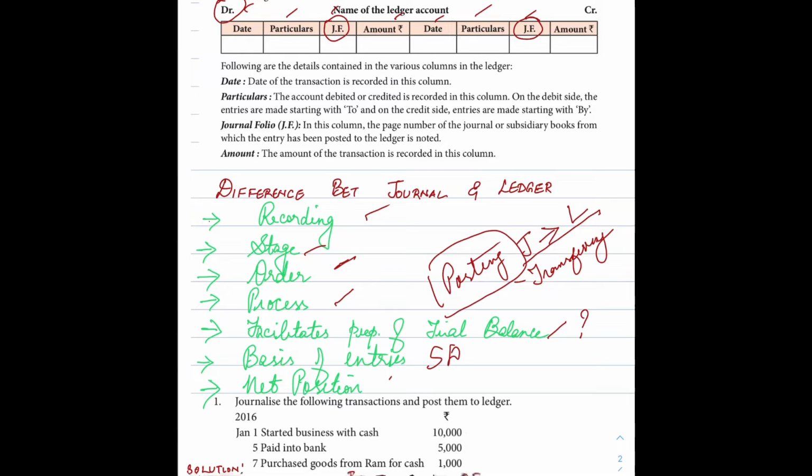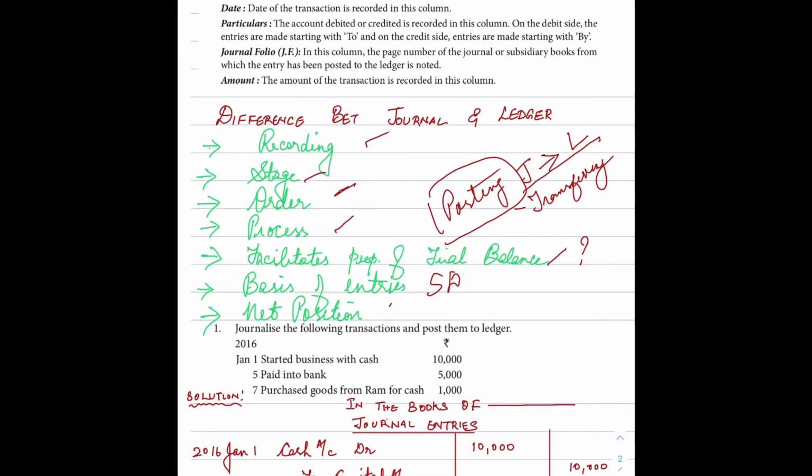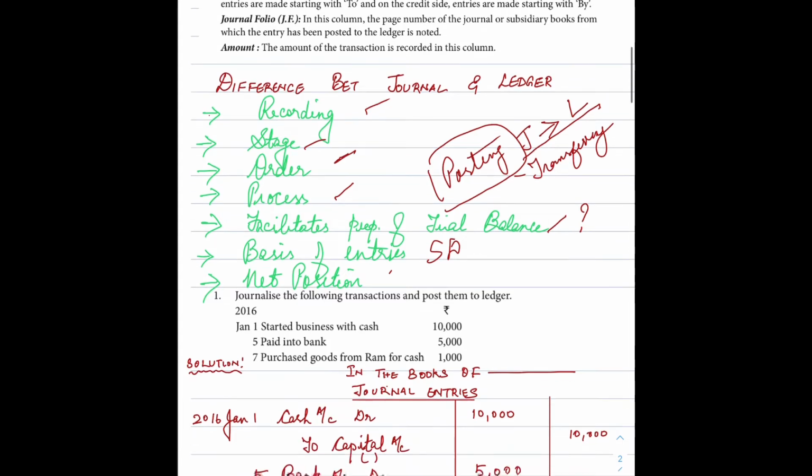Next we proceed to pass the journal entry. We have seen in detail how to pass a journal entry, so I am just briefly showing the journal. I record the year once, the month once, and 1st January. First, started business with cash means cash account debtor to capital account 10,000. Then paid into bank, 5,000. So cash is going out here, and bank is the receiver, so bank account debtor to cash 5,000.